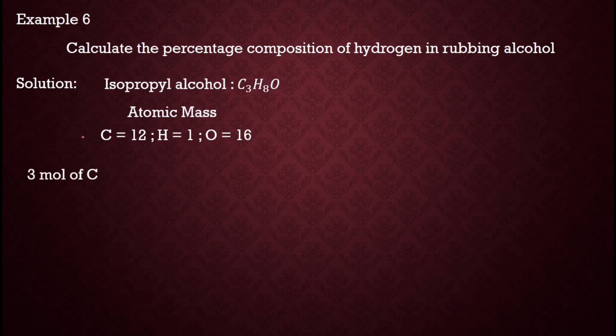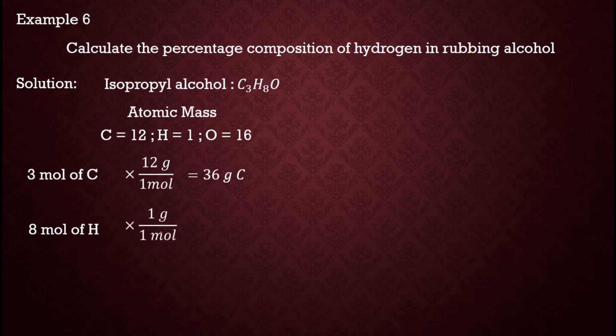Then again, determine the atomic mass of carbon, hydrogen, and oxygen. We have 3 mole of carbon times 12 grams per mole, which is equal to 36 grams of carbon. Another is 8 mole of hydrogen times 1 gram per 1 mole, which is equal to 8 grams of hydrogen. Another is 1 mole of oxygen times 16 grams per mole, which is equivalent to 16 grams of oxygen.